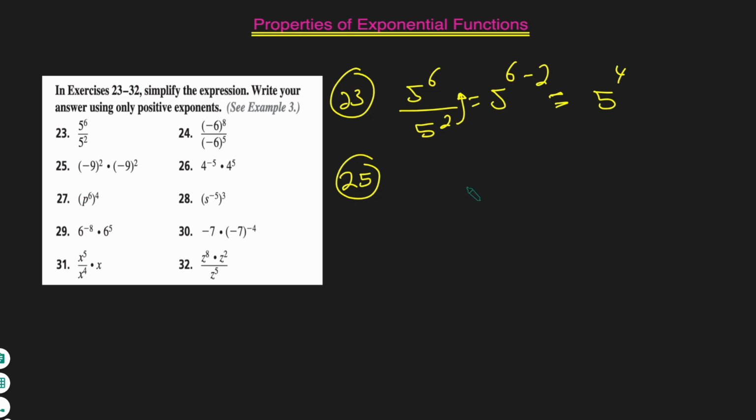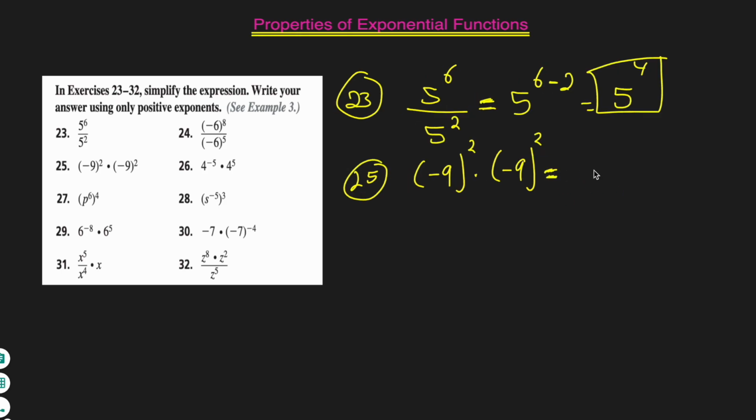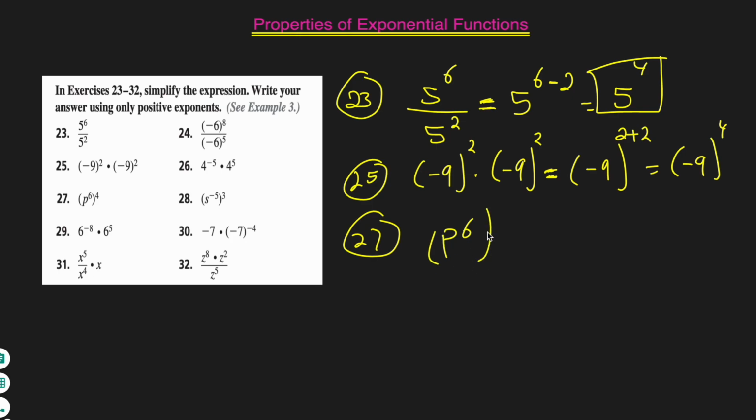Problem 25. Negative 9 to the 2 times negative 9 to the 2. This is the product property. So it'll be negative 9, and then that will be an addition of the exponents, to the 4. That'll be negative 9 to the 4. Number 27. P to the 6, all to the 4. This is the power of a power property. So that will be a multiplier. It will be P to the 6 times 4. That will be P to the 24.